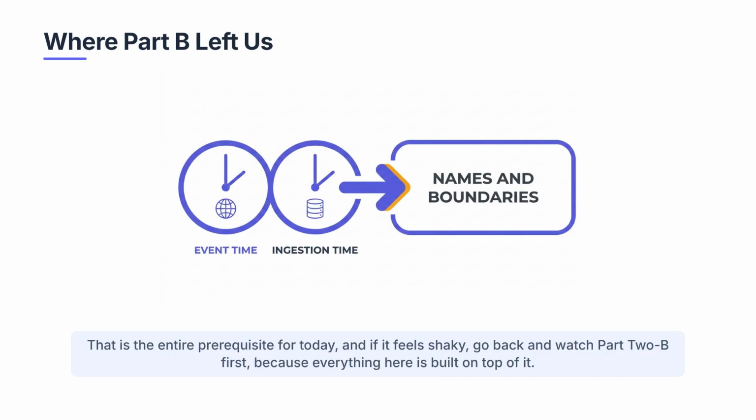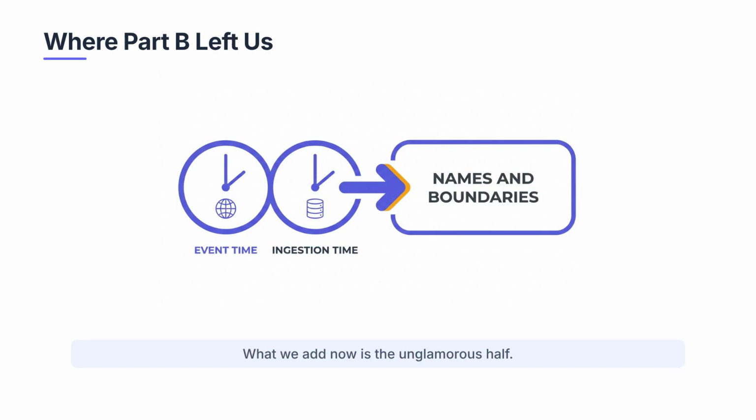And if it feels shaky, go back and watch Part 2b first, because everything here is built on top of it. What we add now is the unglamorous half. We give those 2 clocks actual names, actual fields, and actual boundaries. Nothing today is hard. It is just precise. And precision turns out to be a completely different skill from insight.